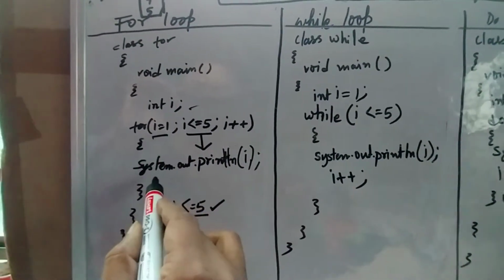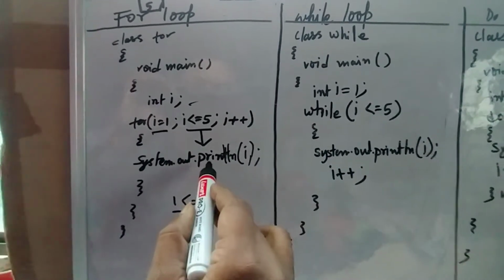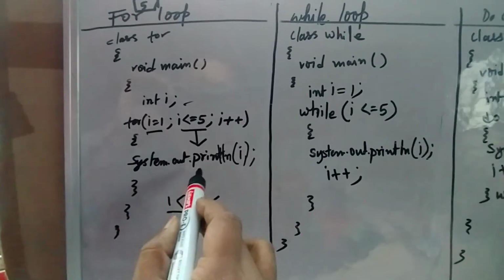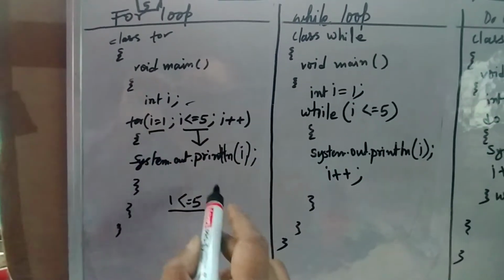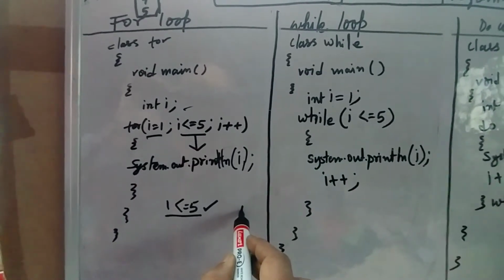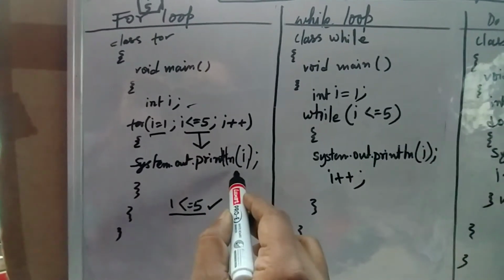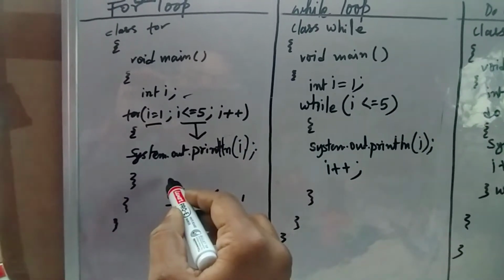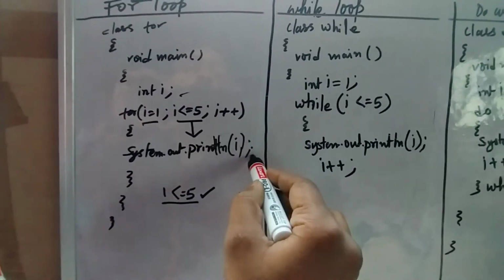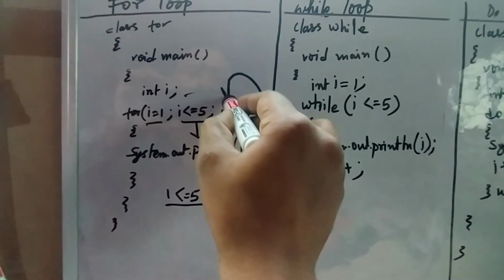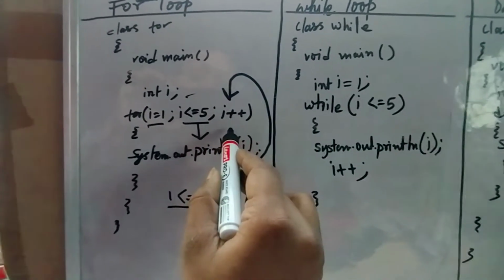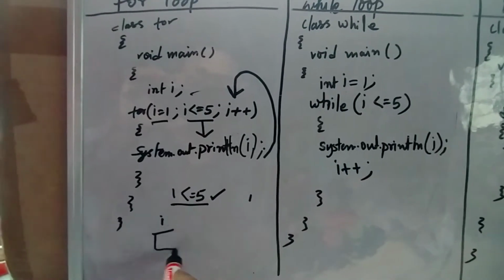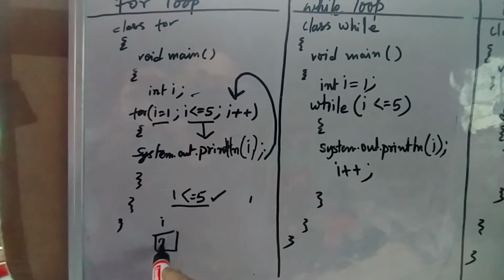If the condition matches, it comes down within the for loop and prints. Here you can see there is a printing statement, System.out.println i, where i is 1, hence it prints 1. After this printing, the for loop is ending, so before the ending it goes to the incrementation part. Once i is increased by 1, 1 becomes 2. i was initially 1 and now it is 2.